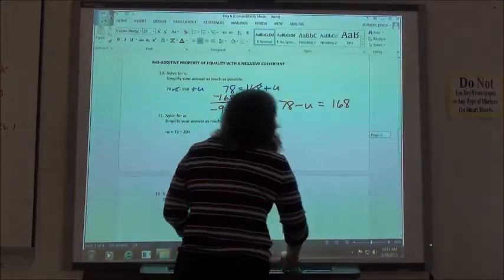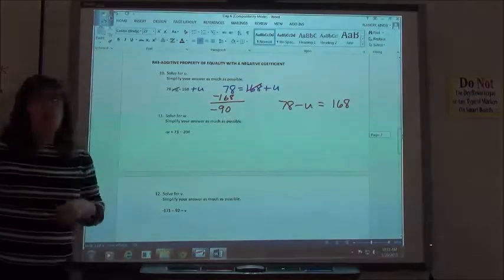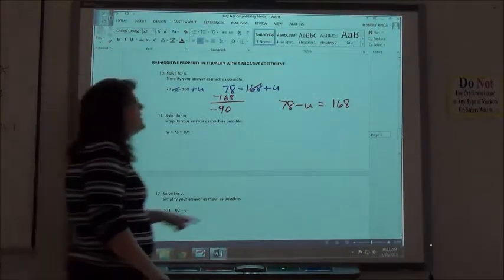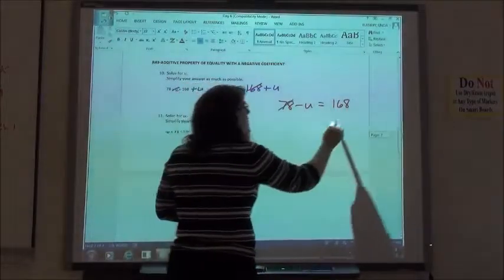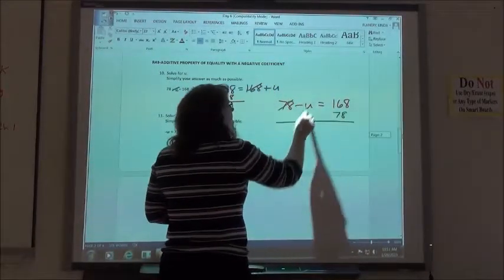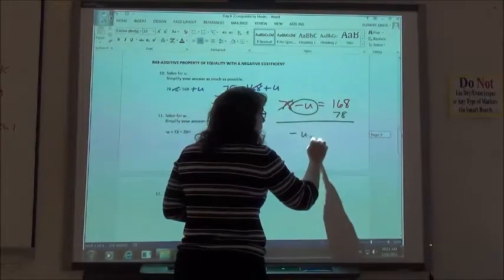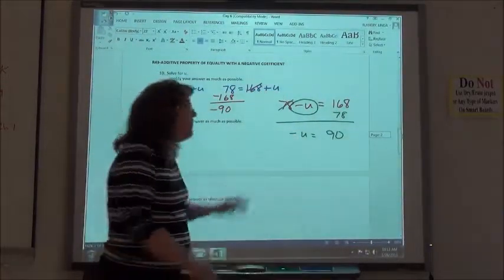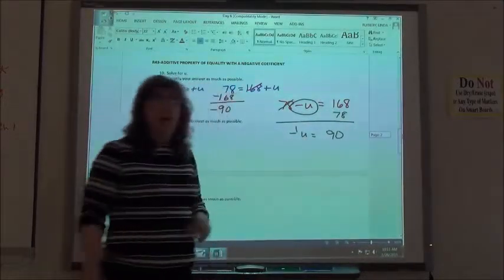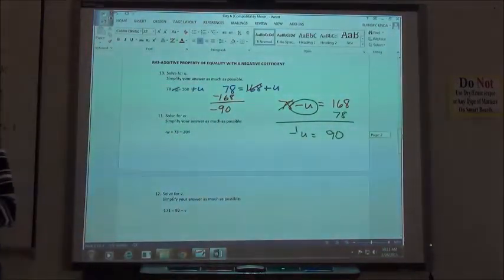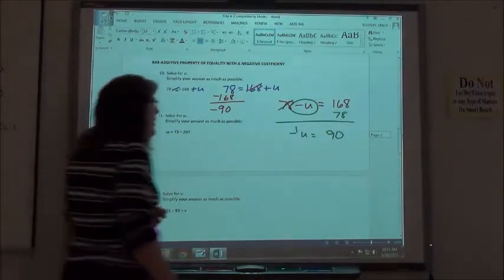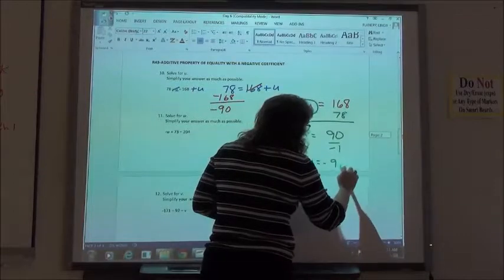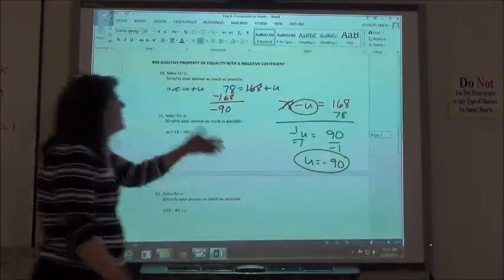Normally when we solve an equation that has 2 steps, we move our number first and leave the variable by itself. So we say, okay, I'm going to subtract my 78 to move it over. That leaves me a negative u to equal 90. Well, I have to remember that that negative u means negative 1u, so to get the u by itself, I end up dividing by that negative 1. If I divide by negative 1, it just basically changes my signs, and hey, I got the same answer either way.